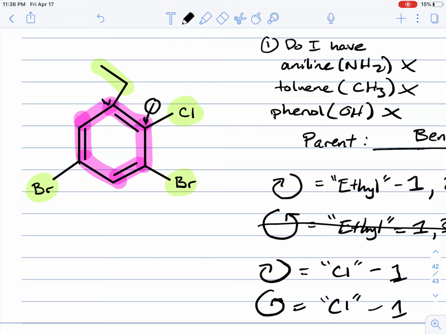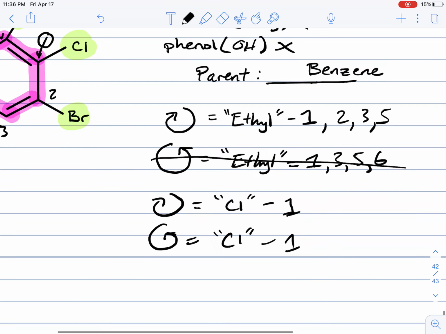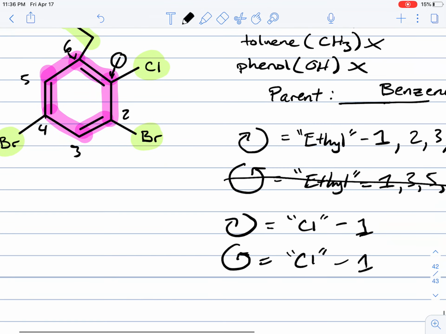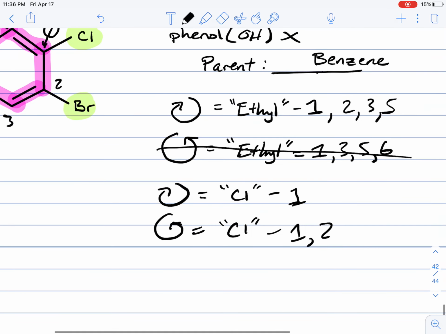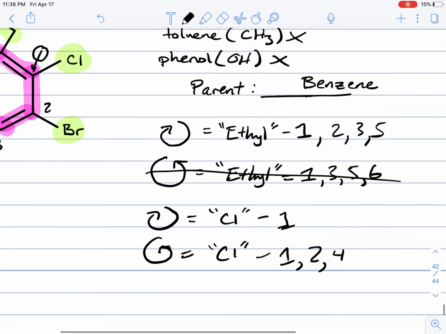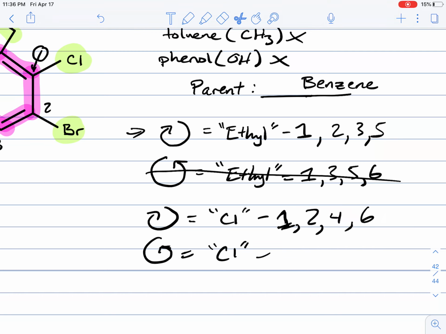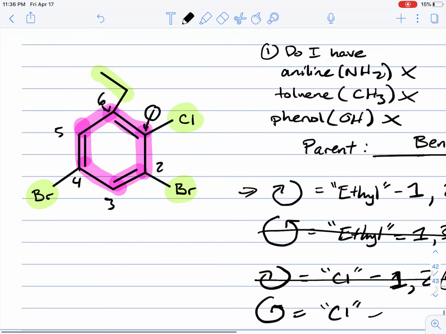And so if I go clockwise, so this is 2, 3, 4, 5, 6, I have a substituent on 1, 2, 4, and 6. So if we compare that to ethyl, I already see a higher number here and here. So this is probably the incorrect numbering system.